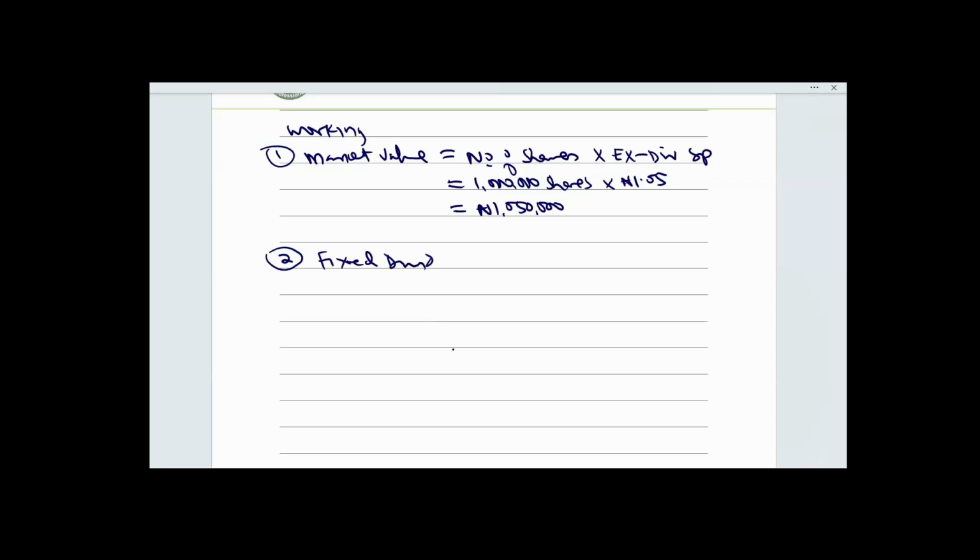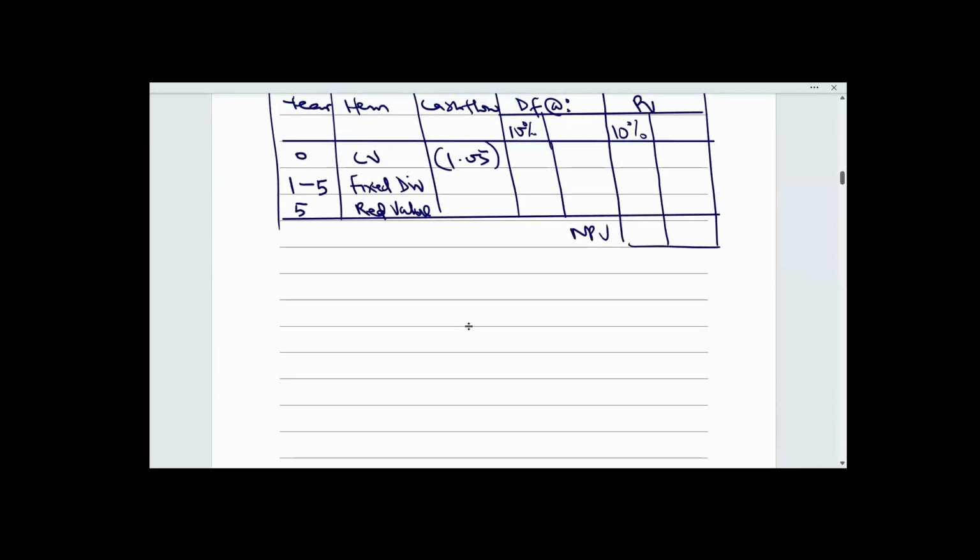Fixed dividend. So the fixed dividend will be calculated as 8% of the nominal rate. Nominal rate is 1 naira. So 8% of 1 naira will give us 8 kobo, 0.08. So I will then come here and put 0.08. That's the dividend that the company will pay per share. If you multiply this 8 kobo by 1 million shares, that will give you 80,000 naira.